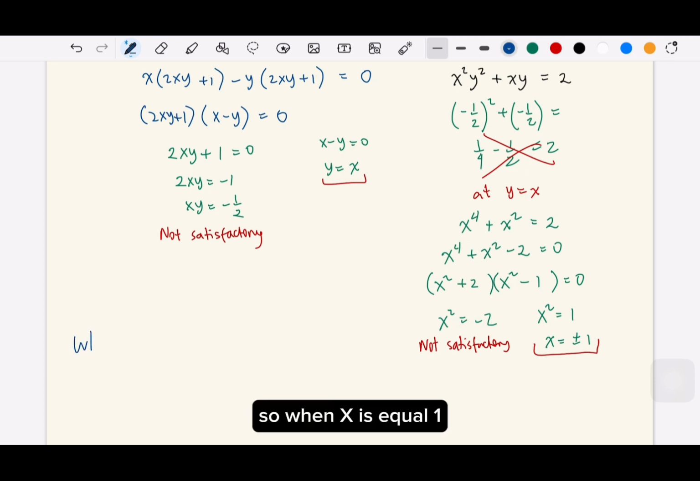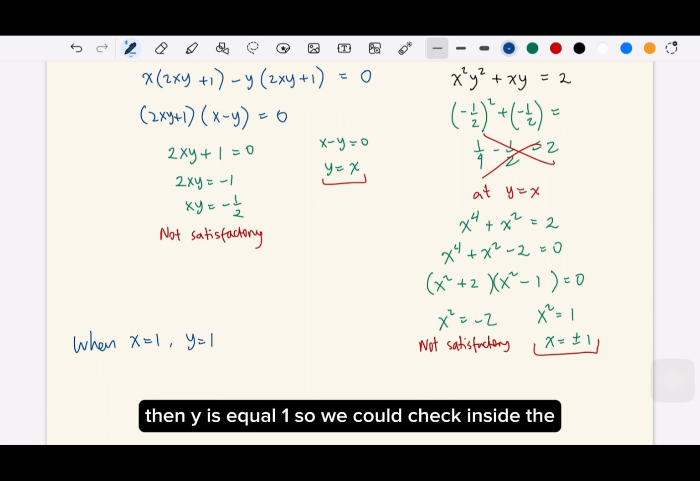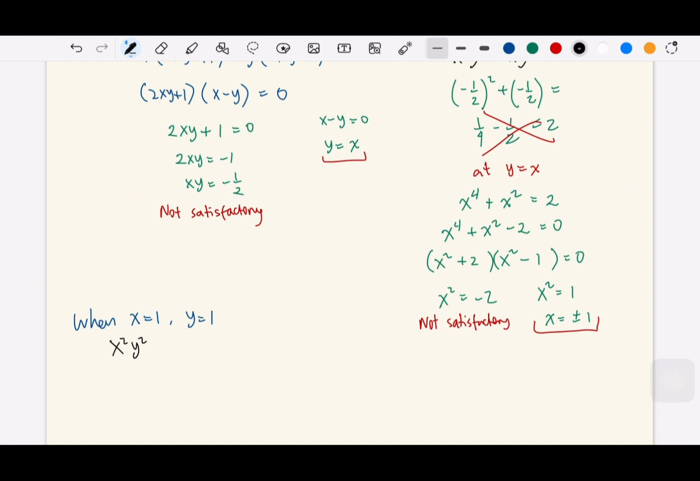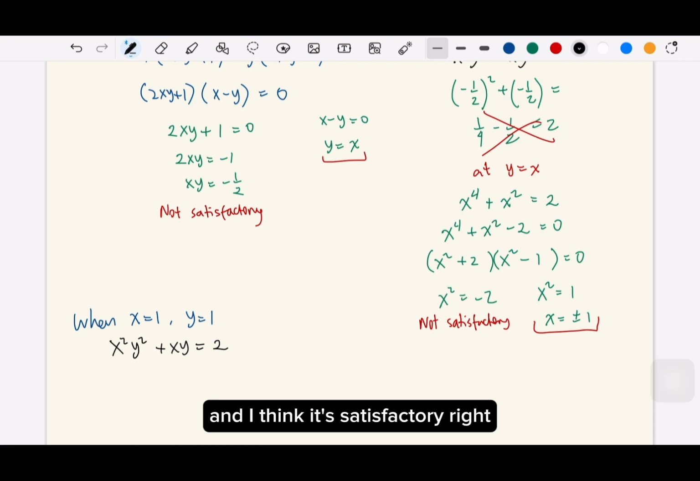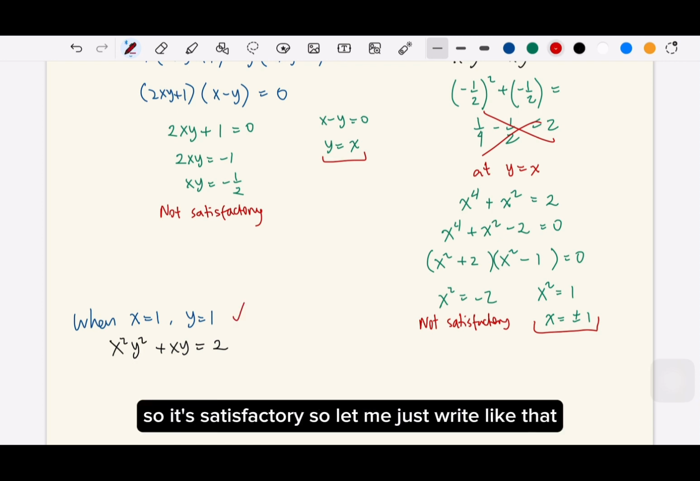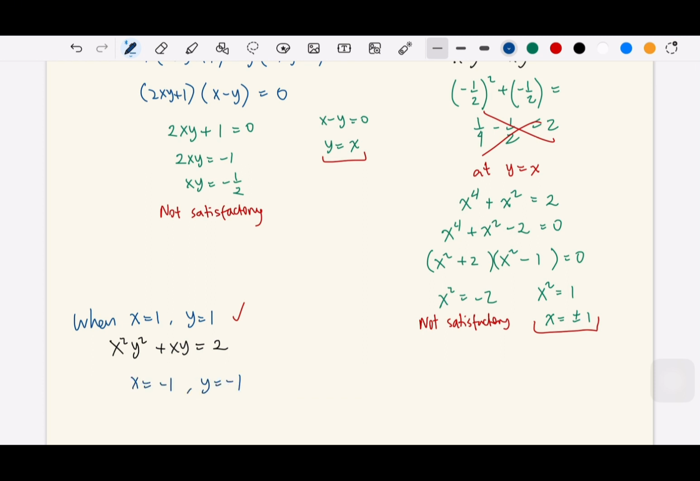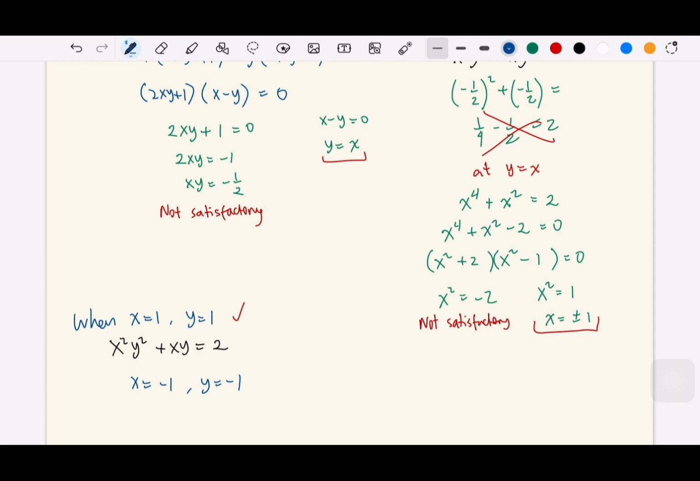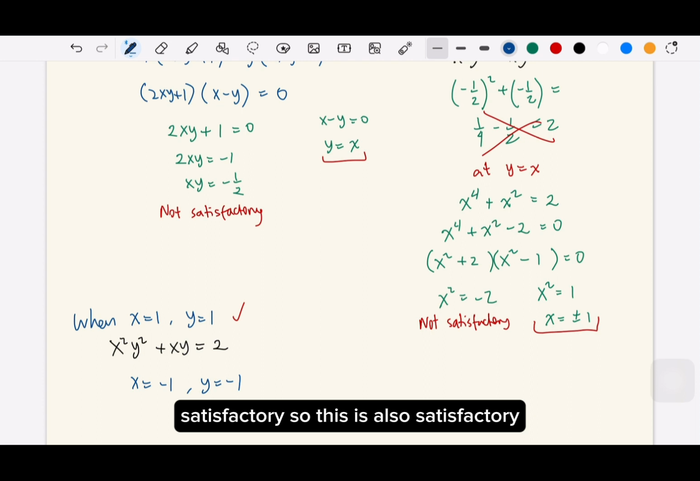So when x is equal to 1, then y is equal to 1. So we could check inside our forms, and I think it's satisfactory, right? So it's satisfactory, so let me just write that. And then when x is -1, y is -1, we can also see that all the terms are going to be satisfactory. So this is also satisfactory.